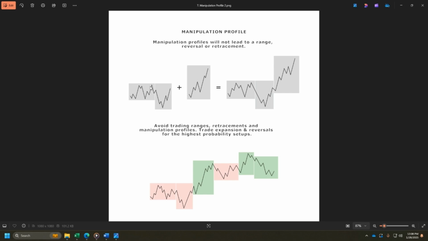So we have a range, and then we have what we call a manipulation profile. And then we have the subsequent expansion towards the opposite direction. That gives us the entire manipulation profile. There is a bit of anticipation involved when entering the position because obviously seeing this and realizing it at this stage after the expansion's already been created doesn't do us any good.